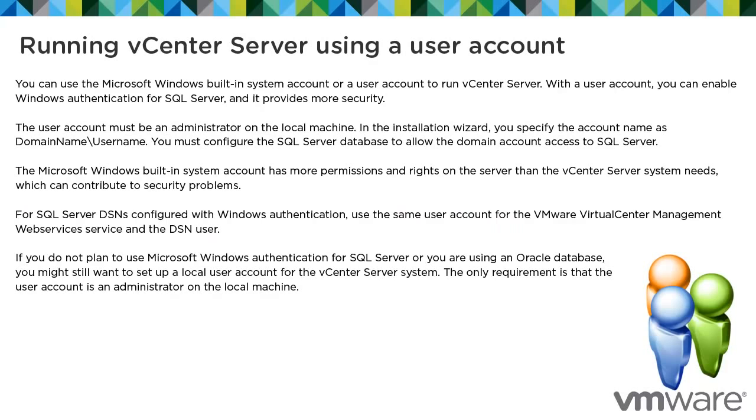You can use the Microsoft Windows built-in system account or a user account to run vCenter Server. With a user account, you can enable Windows authentication for SQL Server, and it provides more security. The user account must be an administrator on the local machine. In the installation wizard, you specify the account name as domain\username. You must configure the SQL Server database to allow the domain account access to the SQL Server. The Microsoft Windows built-in system account has more permissions and rights on the server than the vCenter Server system needs, which can contribute to security problems.